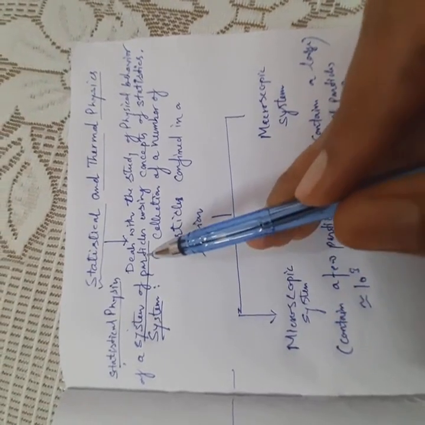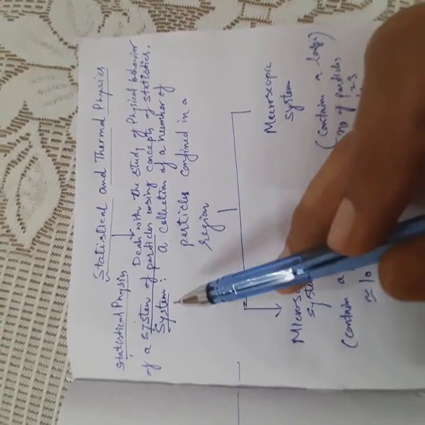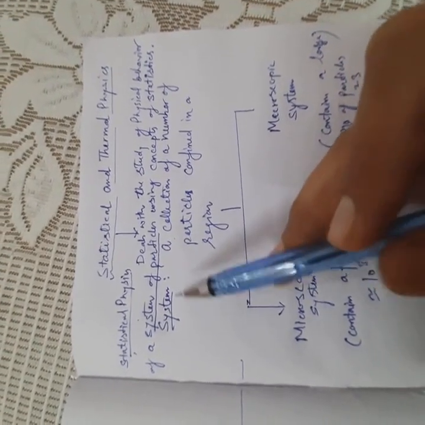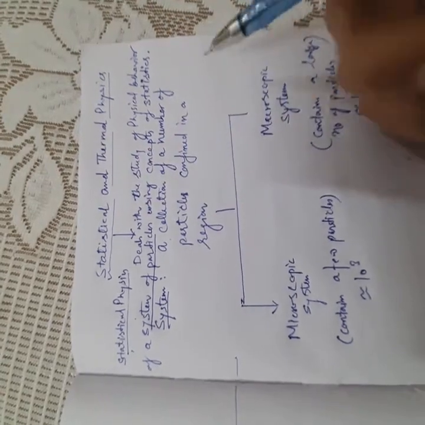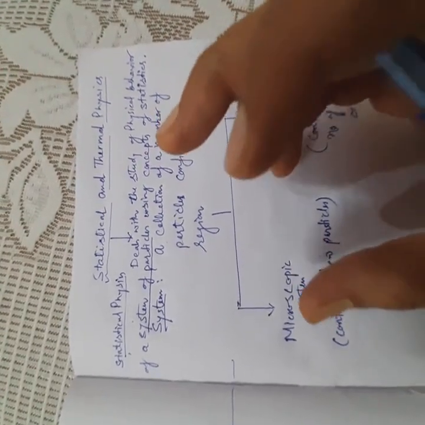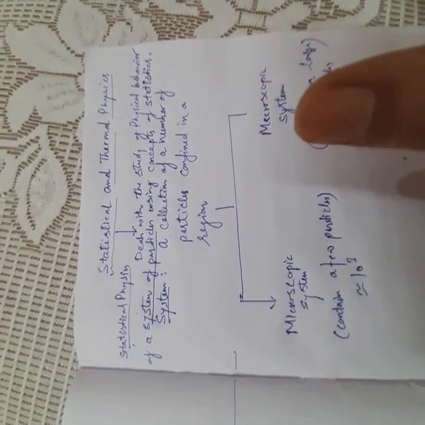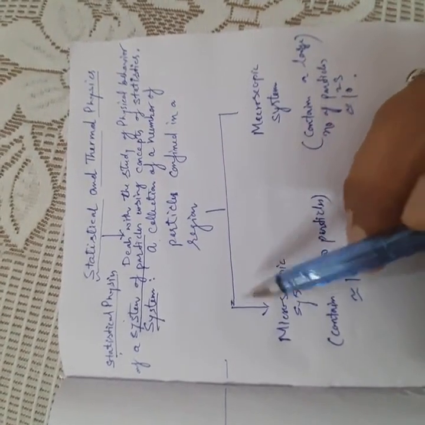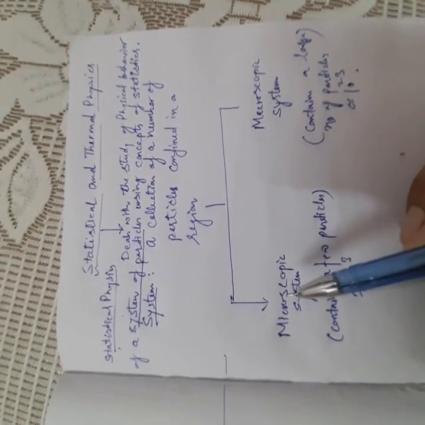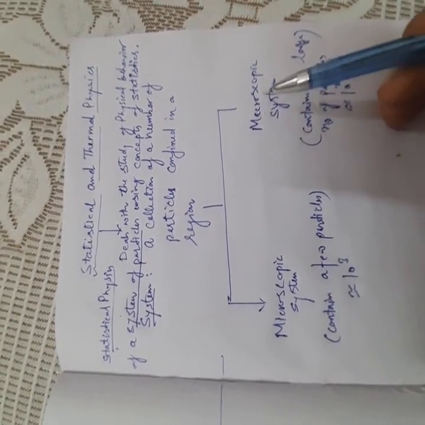System of particles. What does this mean? System means a collection of a number of particles confined in a particular region. एक particular region में जो particles हैं, they will form a system. We can categorize this into two different categories: one is the microscopic system, another is the macroscopic system.